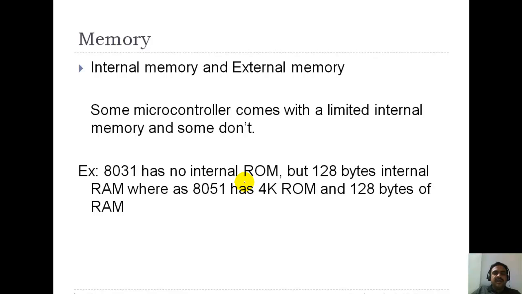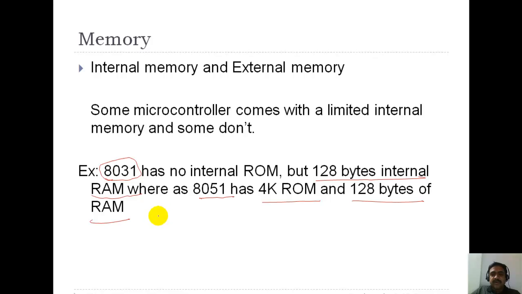Now let's look at the memory, we have spoken a lot about this memory. There are two kinds of memory: internal memory and external memory. Some controllers do come with internal memory, and for some controllers internal memory may be absent, and we have to externally interface the memory. For example, if you take 8031, which I should call the forefather of the 89C51 that we'll be programming now, it has no internal ROM at all, but it has 128 bytes of internal RAM. Whereas the 8051 has 4K ROM and 128 bytes of RAM.